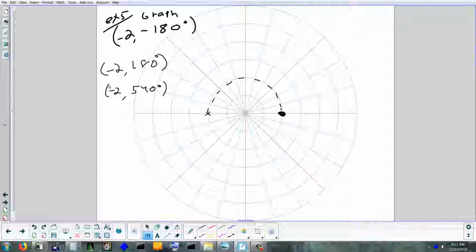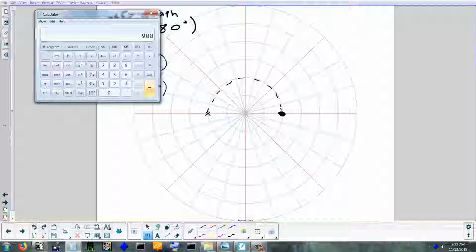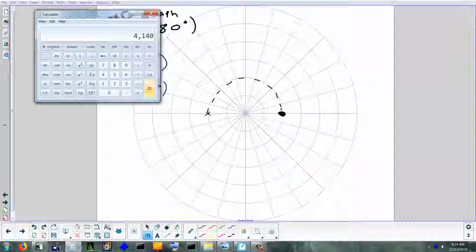900, 1260. These are all the same coordinate. I can add 360 as many times as I want. It just has me going around more times. All right, so keep that in mind. If you get an answer that has a negative angle, a quick way to make it positive is add 360. Or if you get a positive answer and they wrote it as a negative, you can subtract 360 from your answer. Okay.